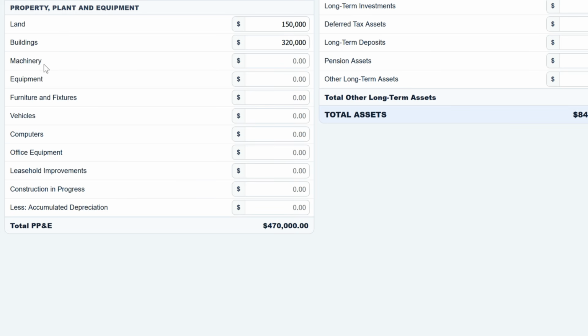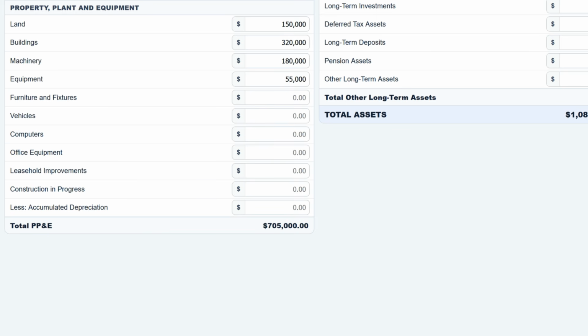The company also owns machinery worth $180,000. For a manufacturing business, machinery represents one of the most important productive assets because it directly contributes to generating sales. Next comes equipment, totaling $55,000. Equipment may include forklifts, production tools, packaging systems, inspection devices, and warehouse equipment that support manufacturing activities.